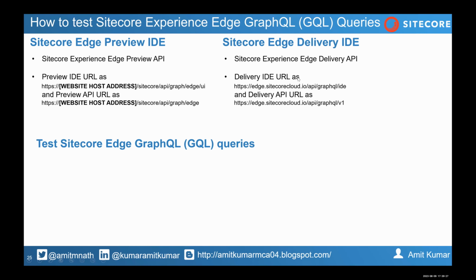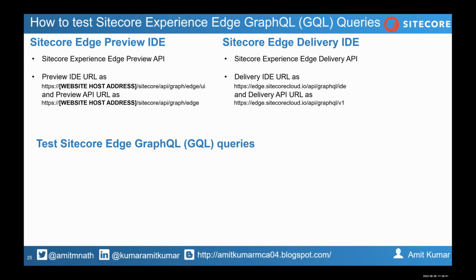So when you are provisioning your Sitecore Experience Edge sandbox or getting an endpoints URL, you will be receiving your delivery IDE URL, as well as delivery API URL, as well as you will be getting an API key, which you can use in your front end application to make a query.